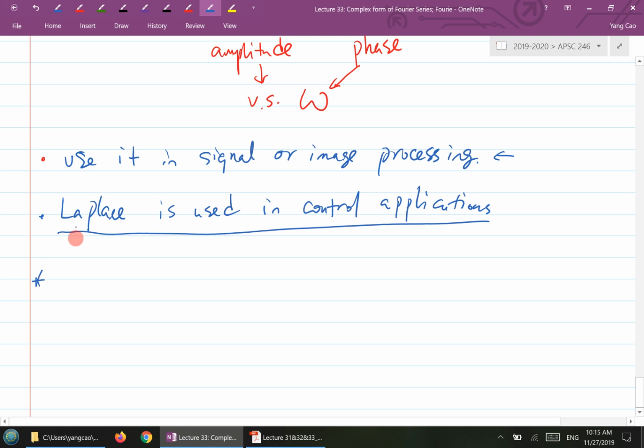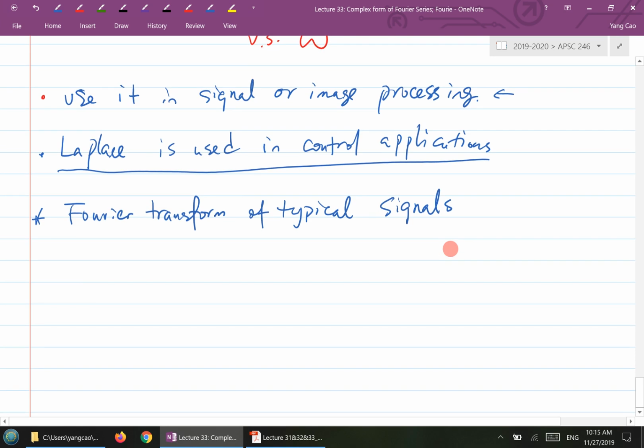So what will be the Fourier transform of typical signals? Okay, and I'll show you a couple of things.